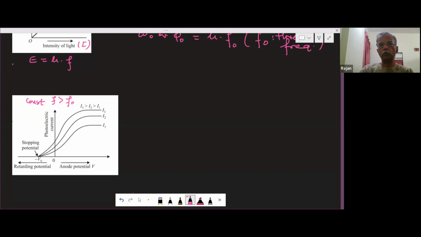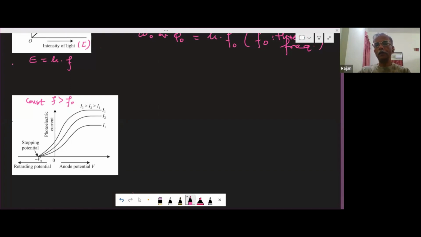That frequency, whatever you choose. Suppose we have f naught as 10 to the power 14 hertz. So your f should be at least greater than 10 to the power 14 hertz. It may be 2 into 10 to the power 14 hertz, 3 into 10 to the power 14 hertz. So that way your f should be more. Suppose I have written 5 into 10 to the power 14, so it is 5 times greater than f naught, right? So energy is sufficient. It will not only liberate the electrons, it will provide kinetic energy also to the liberated electrons, right? And then they start moving towards the anode.